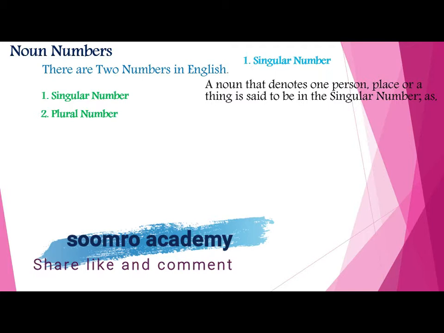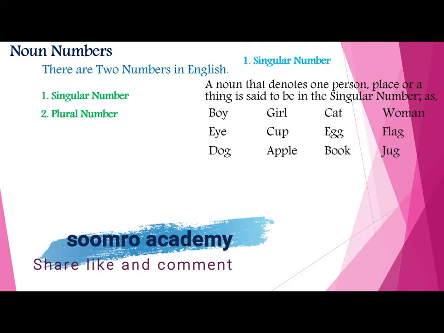For example, boy, girl, cat, woman, eye, cup, egg, flag, dog, apple, book, jug. These are the examples of singular number nouns.